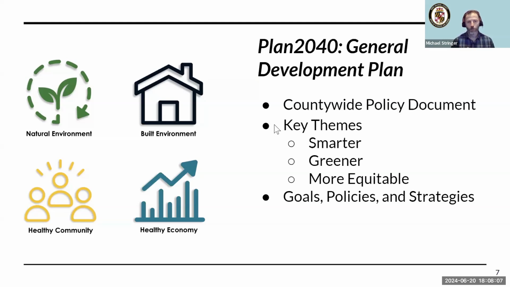for people to live close to where they work and have different options for housing types and different access to different transportation options. To grow greener, to make sure that we're protecting and preserving our natural areas, improving water quality, and growing more equitable so that no matter where you live in the county and what your age and ethnicity, that you have equal access to opportunities.